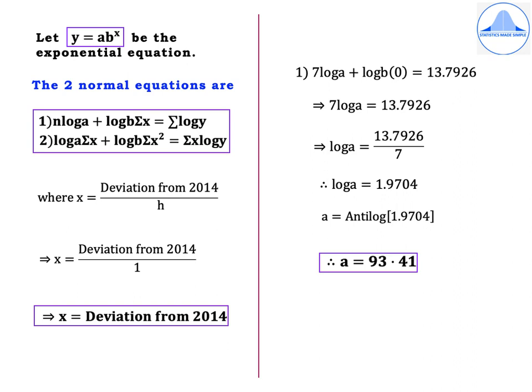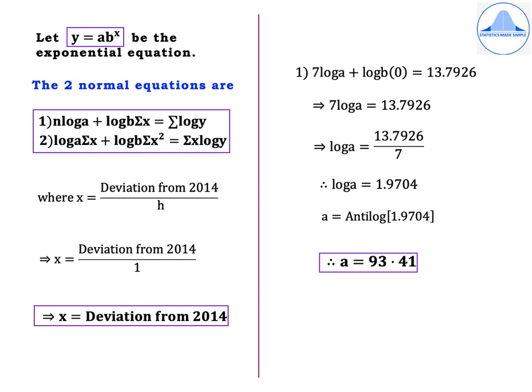divided by h, which is deviation from 2014 divided by h, where h is the difference between the years, which implies x is equal to deviation from 2014 by 1, or x is equal to deviation from 2014. So let us find out the x values in the table. So x is deviation from 2014.